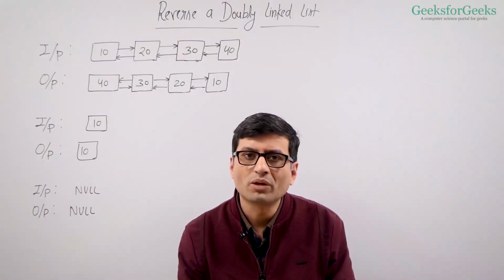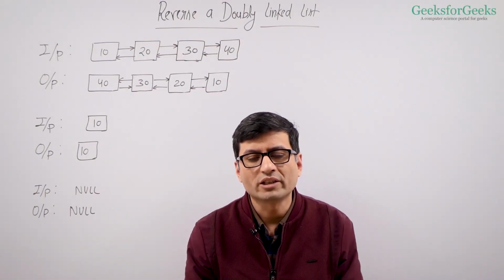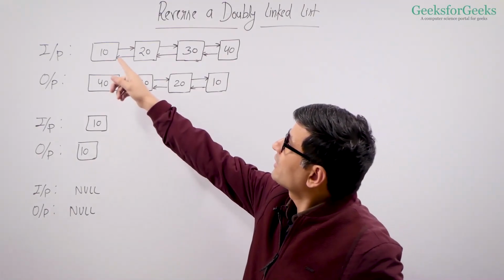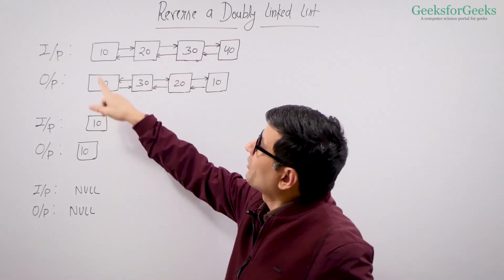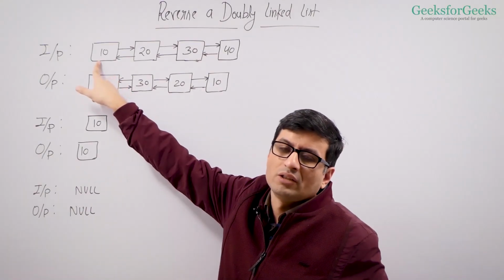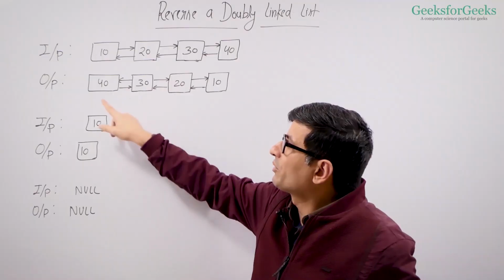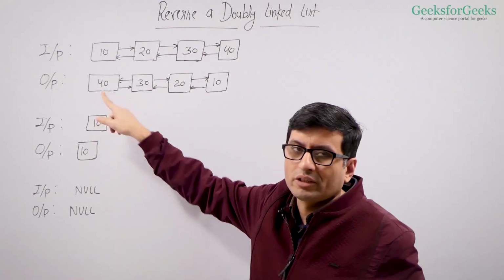Let's talk about this problem. We are given a doubly linked list. We need to reverse it. So if our doubly linked list is 10, 20, 30, 40, where our head pointer is pointing to 10, we need to reverse it and make it 40, 30, 20, 10, and our head pointer should be pointing to 40.